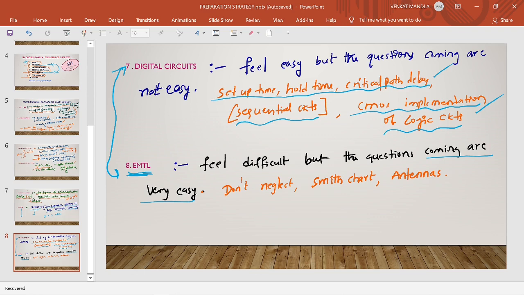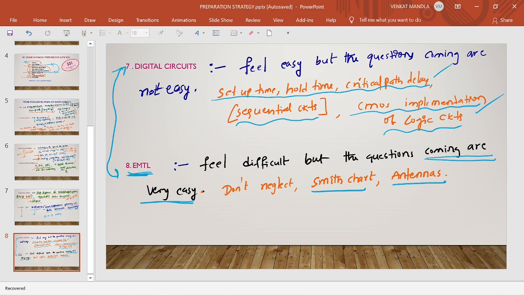Okay. If you follow easily, I will discuss this subject EMTL. I will discuss each and every subject. But EMTL is my favorite subject. Okay. This is a very easy subject. You can score well from this subject EMTL. And if you prepare EMTL, after preparation, where we neglect things is Smith chart and antennas.